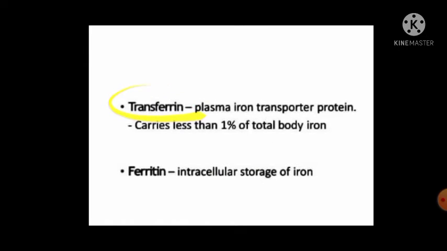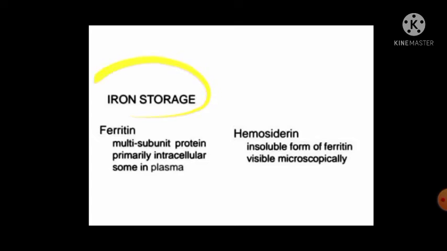Transferrin is a protein in the cycle of RBC formation. Plasma iron transport: transferrin is required for the transport of iron. The plasma iron transporter protein carries less than 1% of total body iron. Ferritin is an intracellular storage of iron. Iron is stored in the form of ferritin and hemosiderin. Ferritin is a multi-subunit protein, primarily intracellular, some in plasma, and the insoluble form of ferritin is visible microscopically.